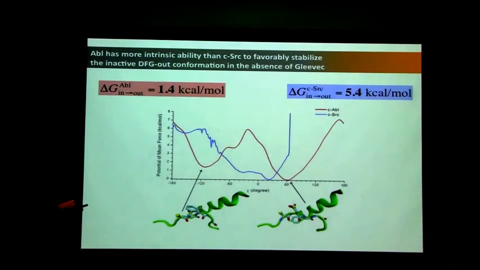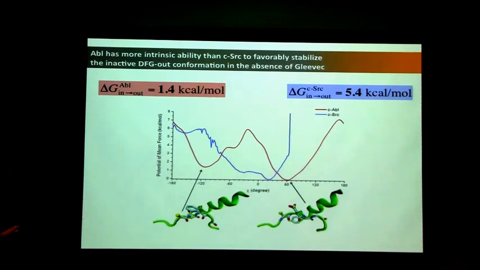And so you have here in red is Abl, so this is the DFG in and DFG out, so 1.4 kcal per mole. And in blue is c-Src, and you can see this is in and this is out. And so out is much more expensive in c-Src, indeed, by about 5 kcal per mole.